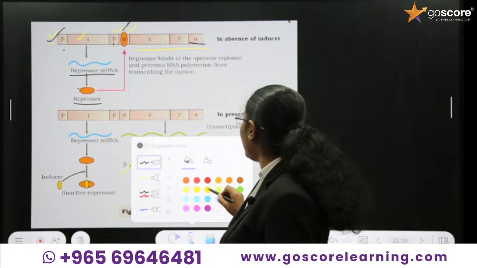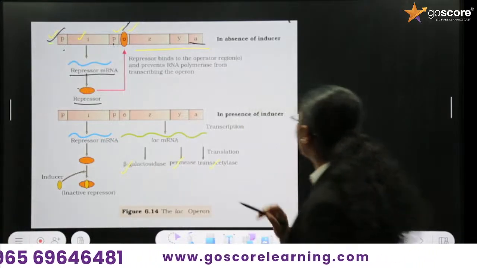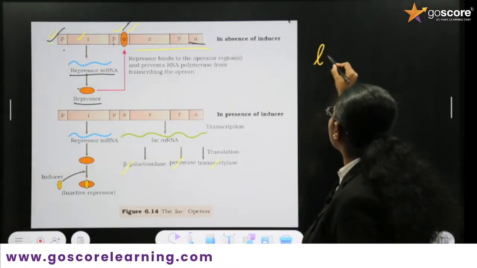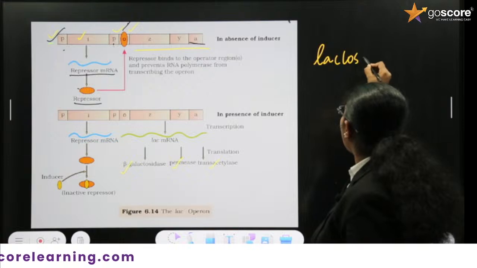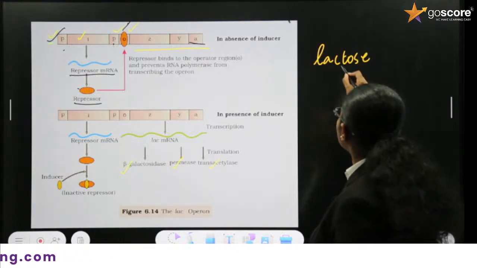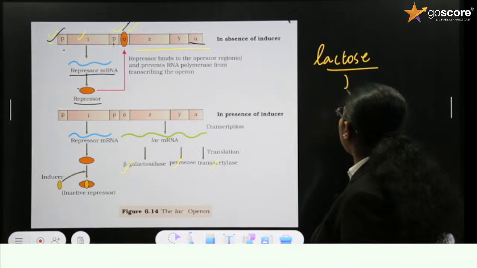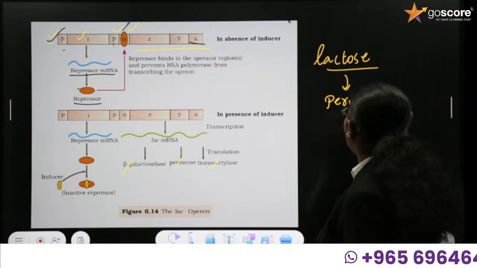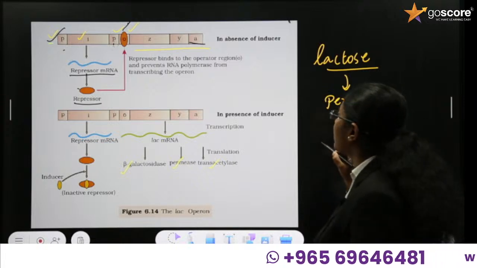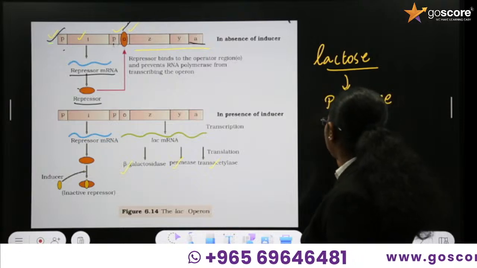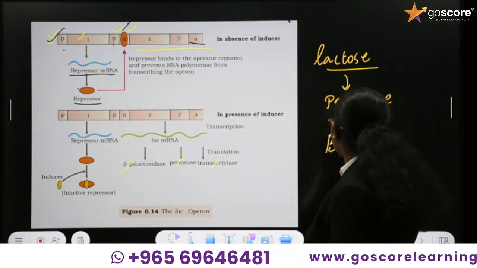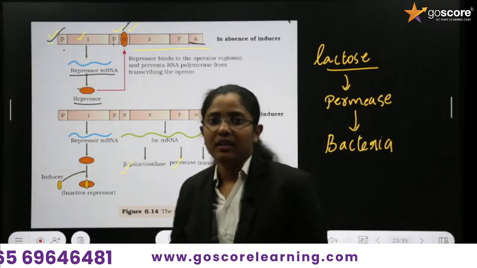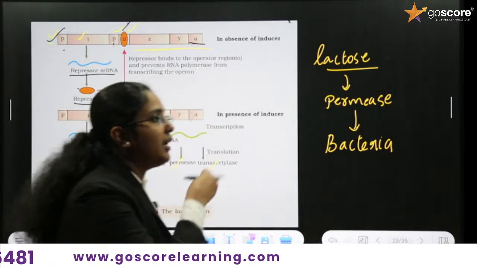So next what happens? Next, the complete utilization of glucose is done. Then what happens? Lactose is added. If lactose is added to the medium, the permease will take the simple lactose molecule into the bacteria. Permease will be taking a small amount of lactose into the bacteria.